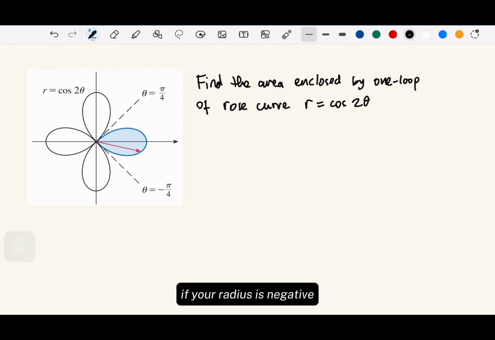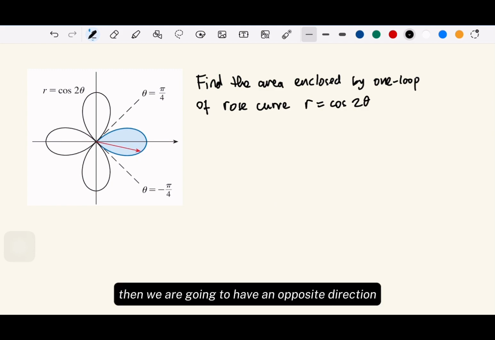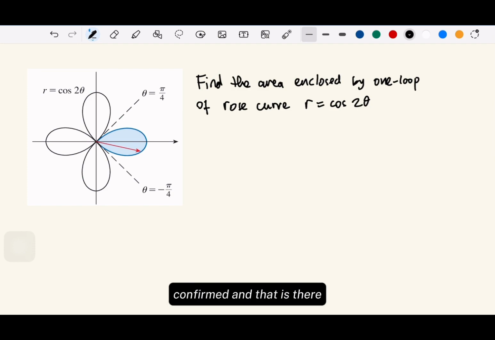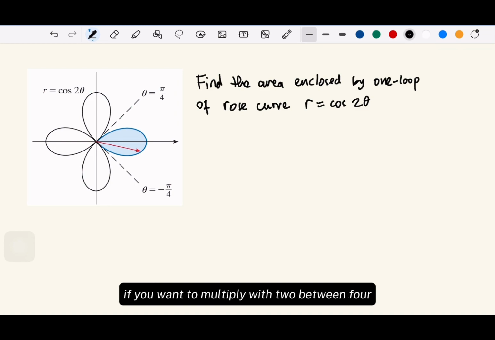Because, for example, if your radius is negative, your point is on the other side. On the polar curve, on the paper, you will not see any negative, because r is just a distance. But cosine and sine have negatives, so we are going to have an opposite direction, like I mentioned yesterday. So be careful on that, and just use the one that is confirmed and that is there. So for example, one loop here. If you want to multiply by 2, 3, or 4, you get the whole area, because it's symmetrical.